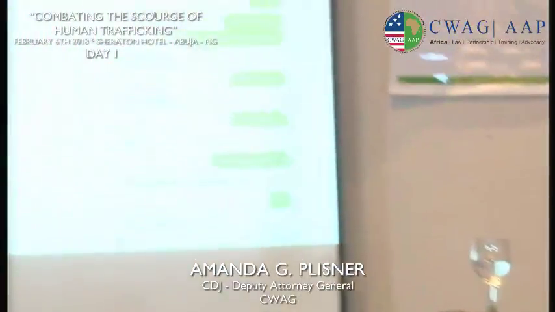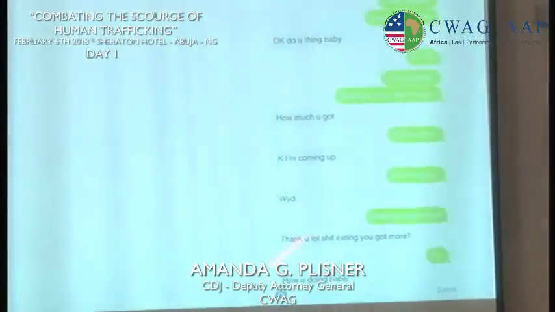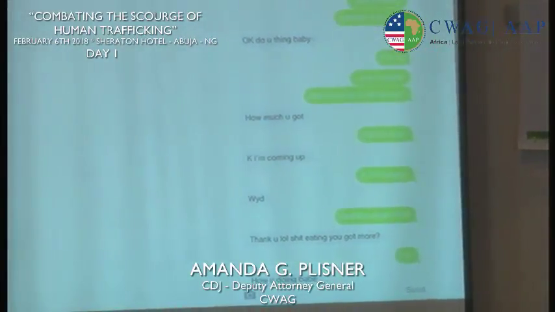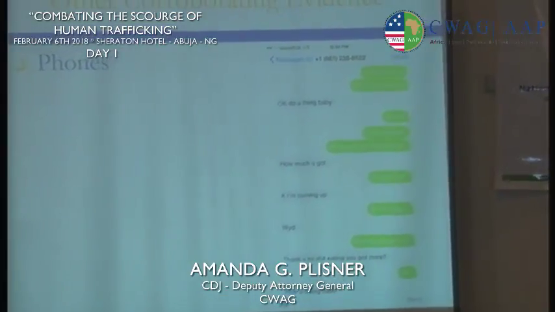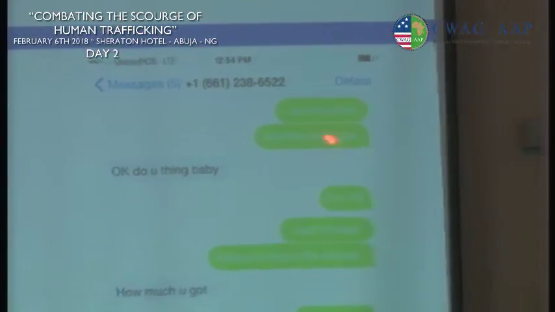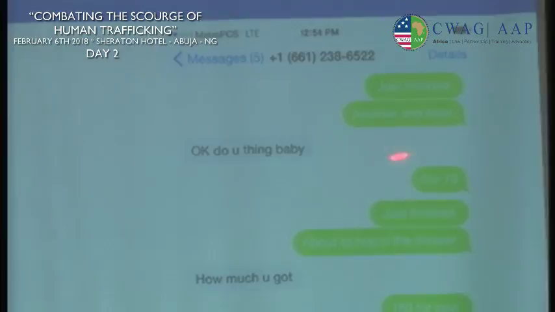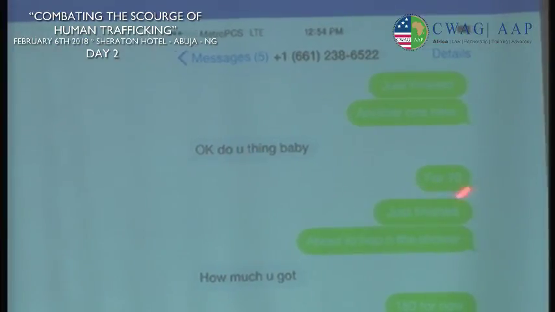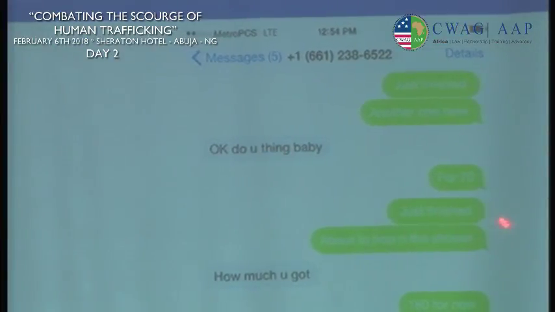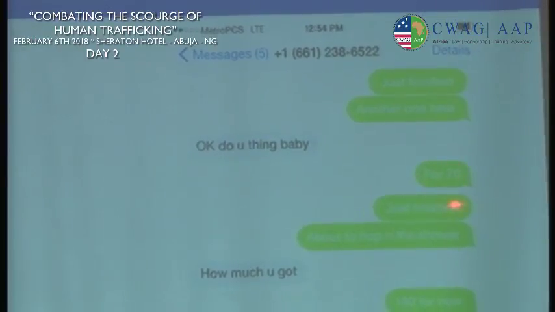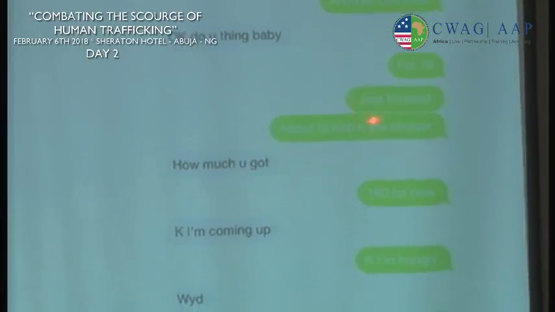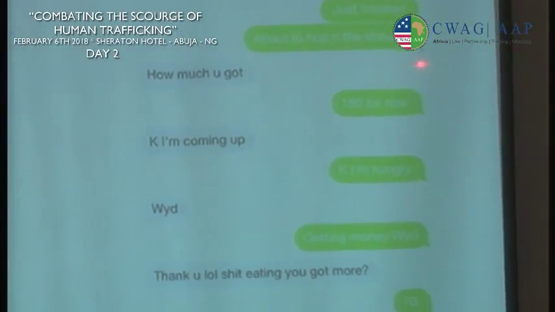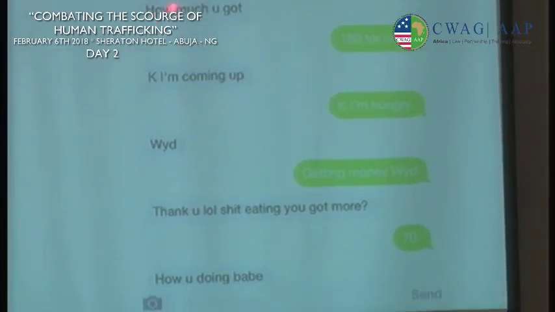Okay, so this turns out to be communication between the victim and the trafficker in one of my cases, where he sends her a text message asking, what's going on, how's it going? And she responds, I just finished another one now. And he says, okay, do your thing, baby. And then she follows up and provides more information about the other one for 70. That's $70 US. And then she comes back again and says, okay, just finished, about to hop in the shower. And he asks how much you got.